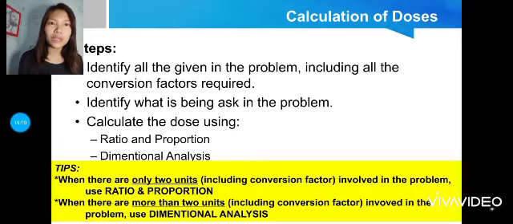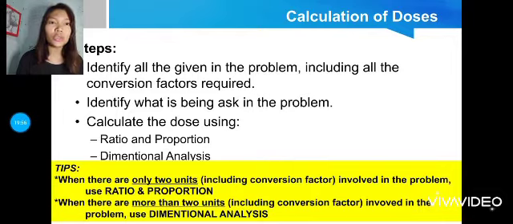Next, identify what is being asked in the problem. After you put down or identify all the givens, you will now identify what is being asked in the problem. Is it how many capsules, how many ml, how many milligrams, how many doses, how many days? Identifying what is being asked in the problem is very essential when you are using the dimensional analysis process.